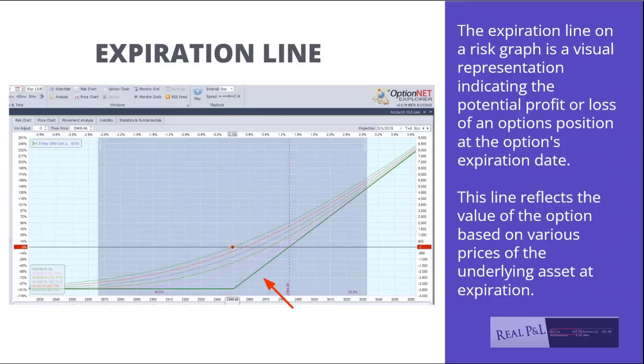The expiration line on a risk graph is a visual representation indicating the potential profit or loss of an options position at the option's expiration date. This line reflects the value of the option based on various prices of the underlying asset at expiration. It's the green line there.